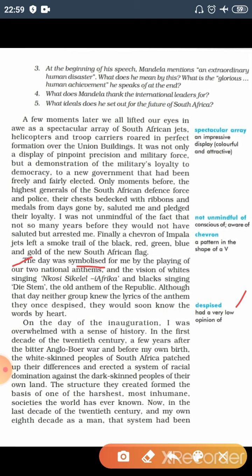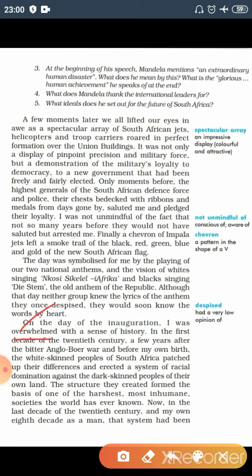On the day of inauguration, I was overwhelmed with a sense of history. In the first decade of the 20th century, a few years after the bitter Anglo-Boer War, before my own birth, the white-skinned people of South Africa patched up their differences and erected a system of racial domination against the dark-skinned peoples of their own land. The structure they created formed the basis of one of the harshest, most inhuman societies the world has ever known.